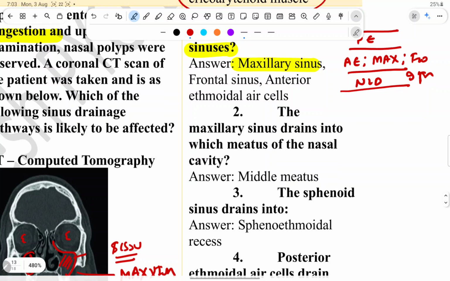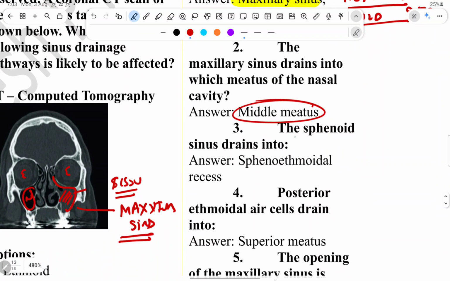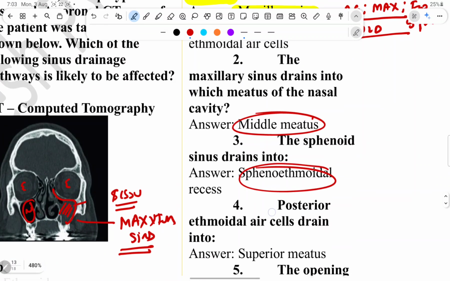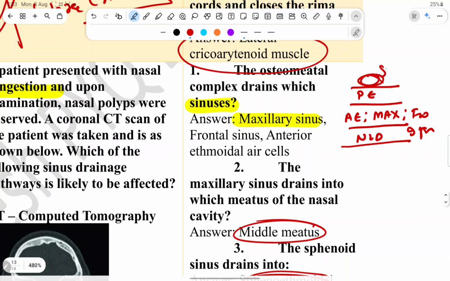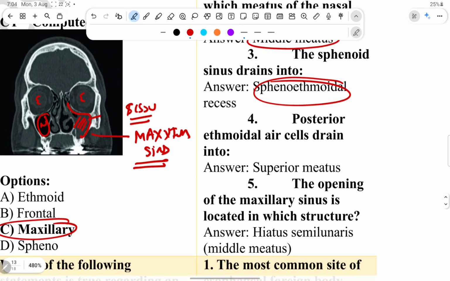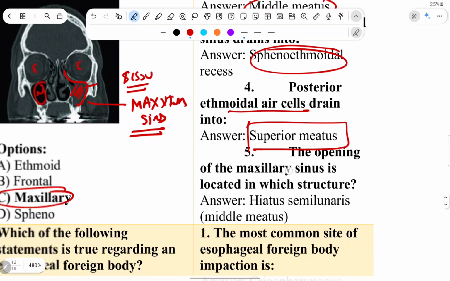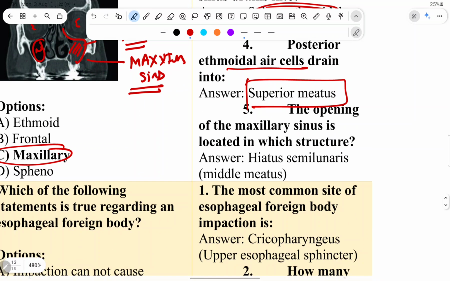The maxillary sinus drains into which meatus? Middle meatus. The sphenoid sinus drains into the sphenoethmoidal recess. Here, sphenoethmoidal, supreme sinus. It is also called the supreme meatus. The posterior ethmoidal sinus opens superiorly, I have mentioned it. The opening of the maxillary sinus is located in which structure? The opening of the maxillary sinus is present in the middle meatus, which is the hiatus semilunaris.